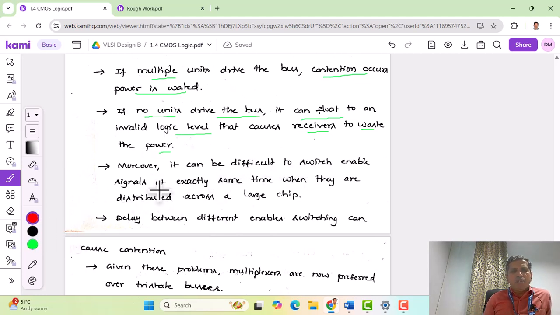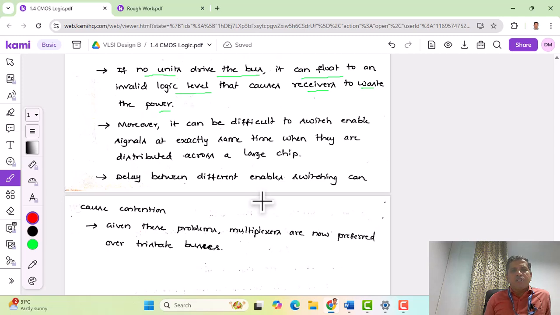It can be difficult to switch enable signals at exactly the same time when they are distributed across a large chip. Probably when there is a large chip and many units want to transmit signals, the delay between the enables switching can cause contention. So the enable is very important when multiple units are transferring data. Any delay in the enable signal will cause contention and loss of signal. These problems of tri-state buffers can be efficiently addressed with the help of multiplexers or tri-state buses. We'll see the multiplexers in the next class.